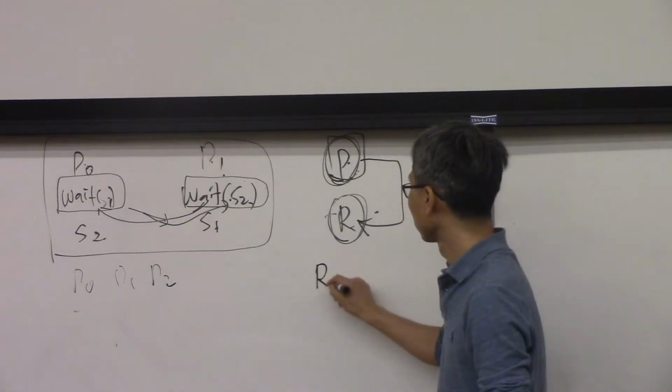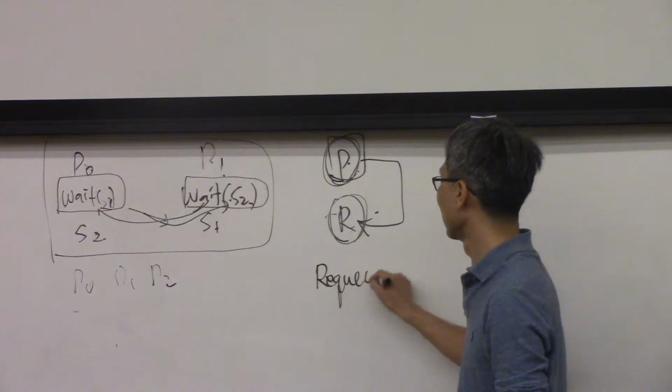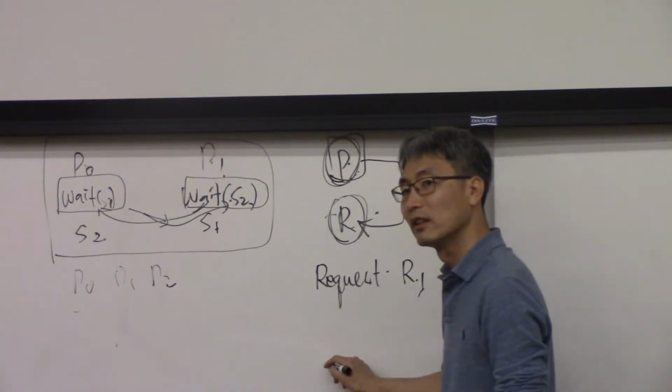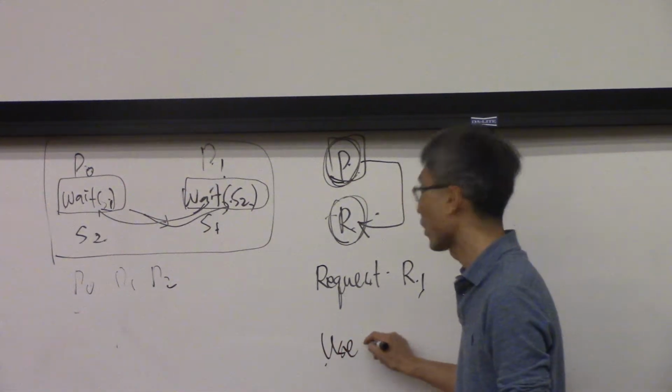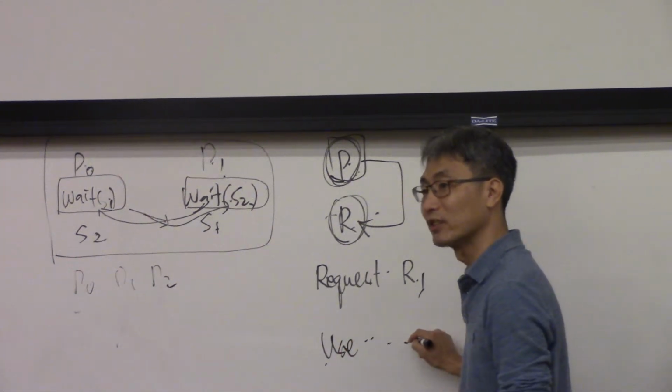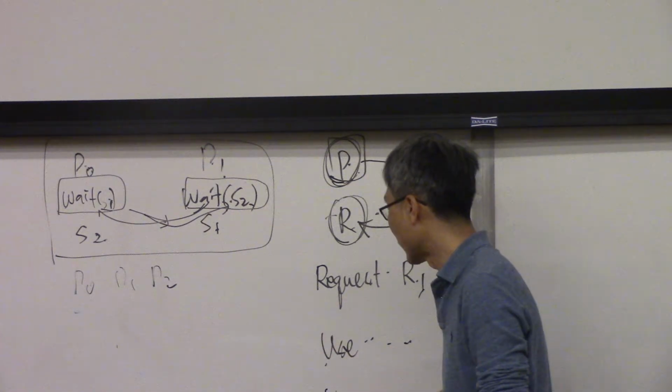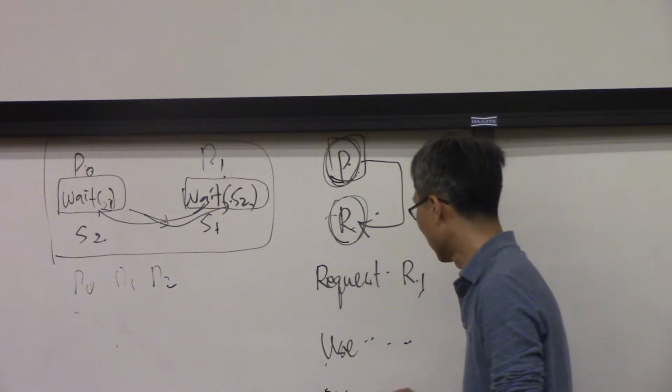First, request a certain resource, then use, consume, whatever you use that resource. Then after you use, release the resource.